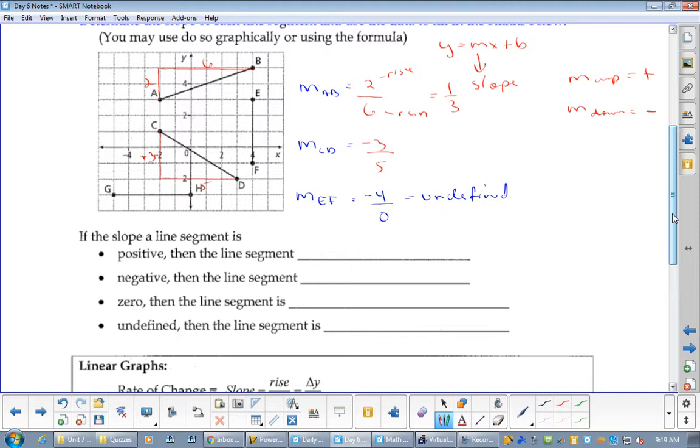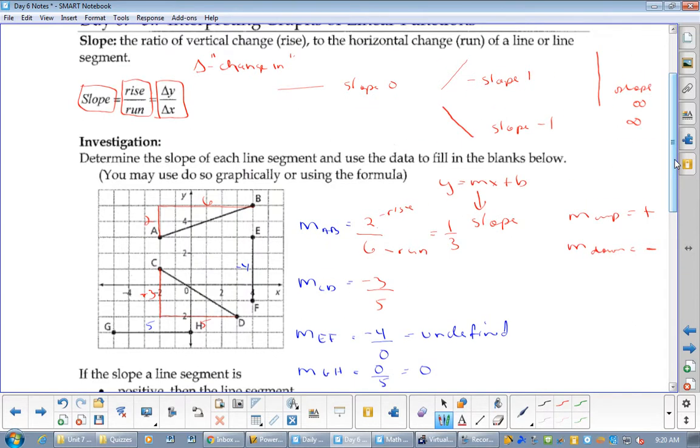Now, let's look at m of GH. What is the rise? 0. What is the run? 5. What is 0 divided by 5? 0. And I told you flat is 0. Slope of infinity is, you can write this up top, undefined.